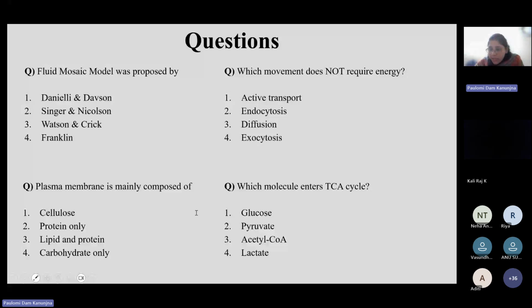Singer Nicolson, yes. Diffusion. Okay. Lipid protein, pyruvate, acetyl coenzyme A. Okay.